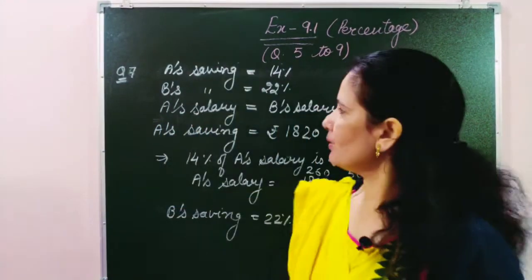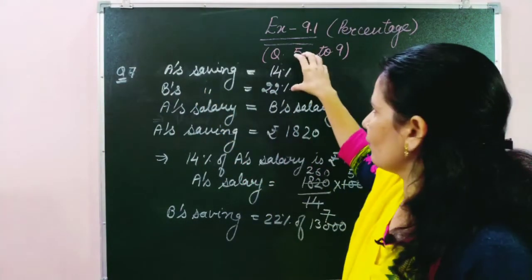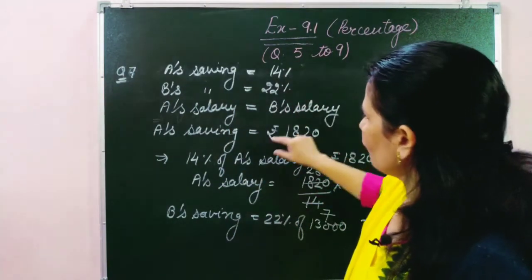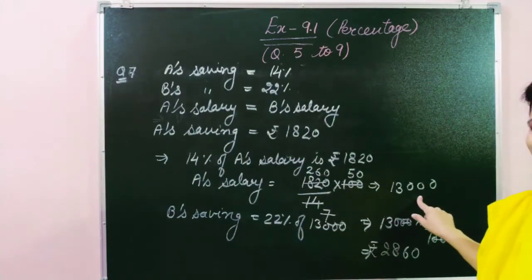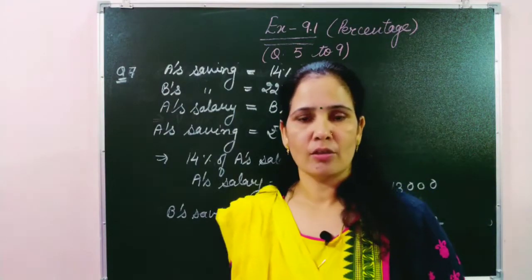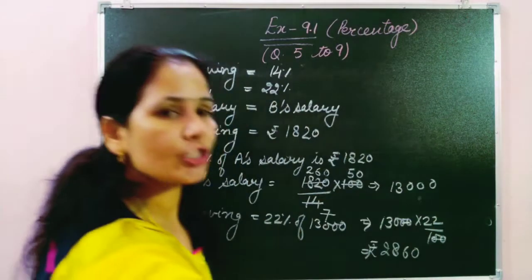So what we did in this question? This question is very simple. They have given the percentage of A's and B's salary that they are saving, this much percentage amount they are saving, and the saving of A they have given to us. So by this data we find out the total salary of A, and with the help of A's salary we find out the saving of B. Okay, now this is our question number 7. Then after, move to question number 8.